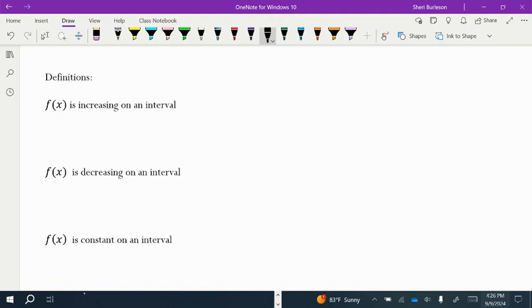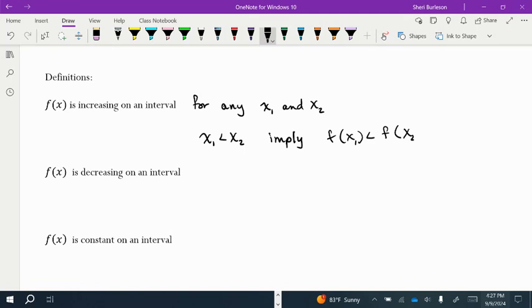So f of x is increasing on an interval for any x sub 1 and x sub 2. So that's just so that we can tell them apart. So the function is increasing if x1 is less than x2. So that means x1 is to the left of x2. So I am moving, as I go over this interval, from left to right. If x sub 1 is less than x sub 2, that implies that f of x sub 1 is also less than f of x sub 2.